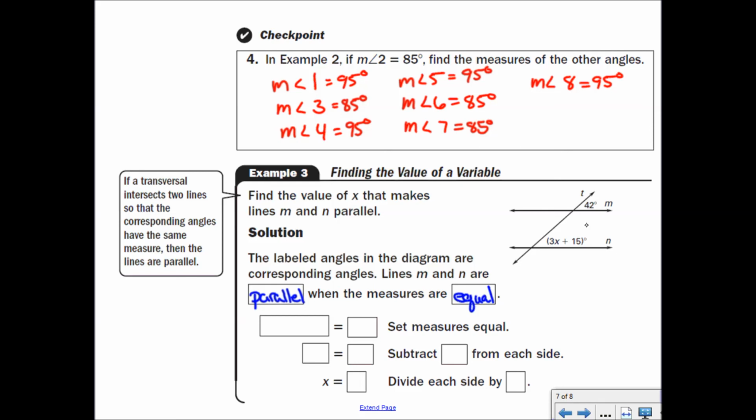So if M and N are parallel, then the 3x plus 15 needs to equal the 42. So we plug those in. 3x plus 15 needs to equal 42 degrees. Subtract 15 from both sides to solve the equation. So 42 minus 15 is equal to 27. So 3x is equal to 27. Divide each side by 3, and we get that x is equal to 9.